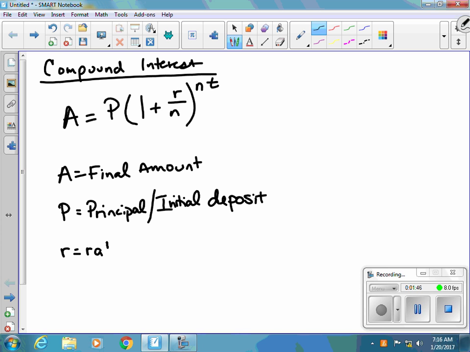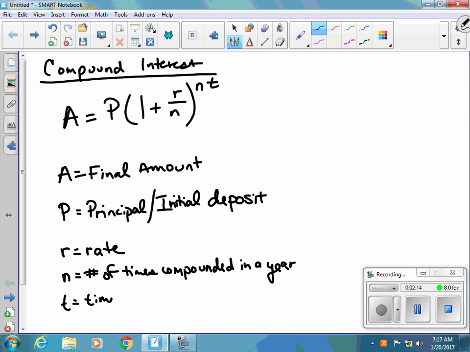R is our rate. N tells us the number of times that it's compounded in a year. And T is time. And that has to be in years. If it's not, you need to convert it so that it will be.